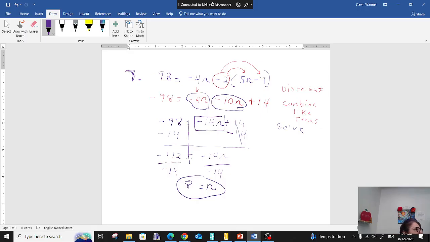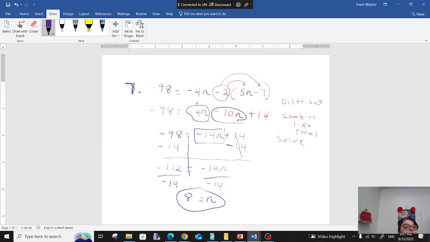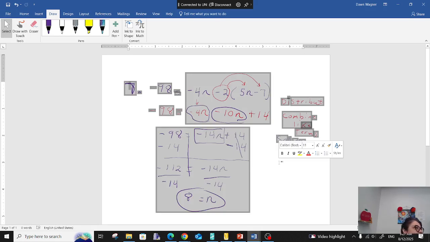How are we feeling on equations, everyone? Feeling good? I hope so. Because you have a lot more math classes to do, and every single math class from here on out, you have to be able to solve equations.